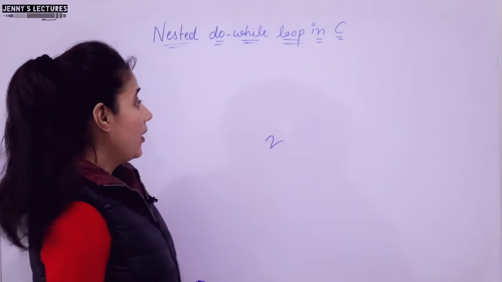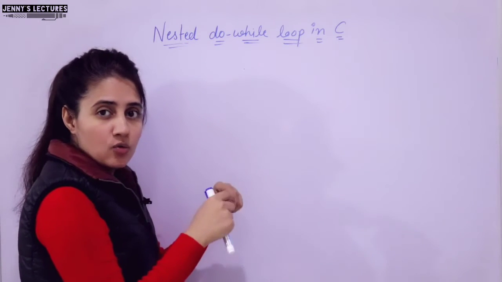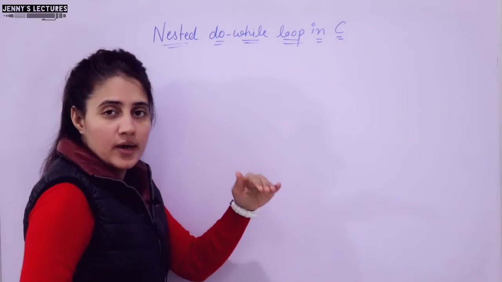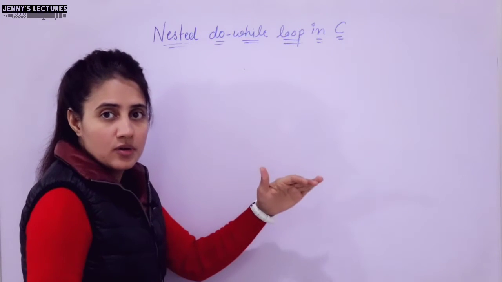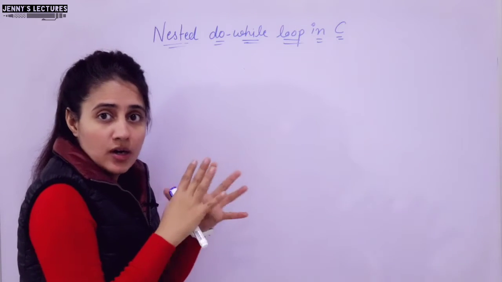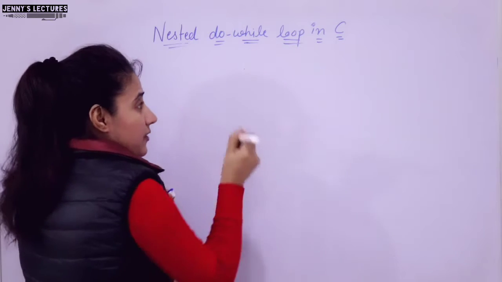Now what is nested do while loop? See, I am saying nested do while means do while within a do while, right? If you say nested while means while within while, nested for within for, right? But generally nested loop means it is not compulsory that you can nest same type of loops. We can also write something like this.